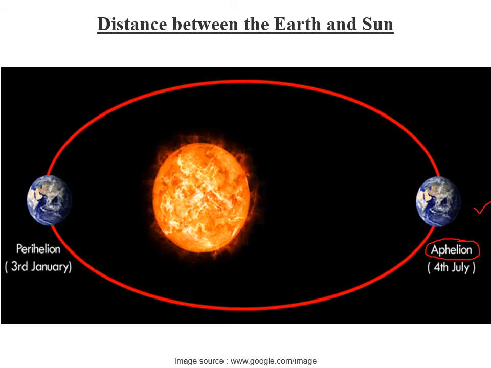The word aphelion comes from two Greek words. One is ap, which means away or far, and helios means sun. So the second portion comes from this word helios. Helios means sun, and the first part, ap, means away or far. So aphelion indicates the farthest position of Earth from the Sun.